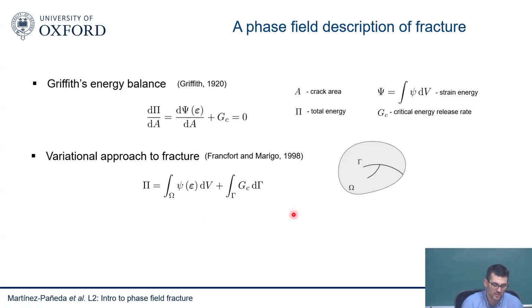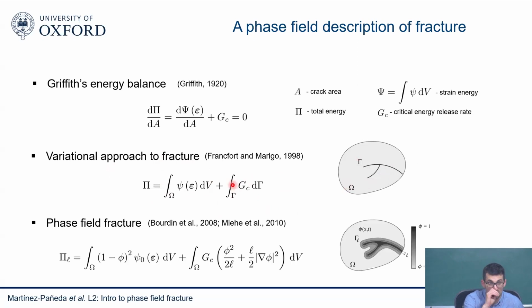But the challenge here is that in order to minimize this functional, you need to know where your crack is. And we don't really know where my crack is. This is my crack gamma. I don't really know where my crack is. So this is where the phase field comes to the rescue, because the phase field is going to act as a marker. It's going to be like a damage variable. So it's going to go from 0 in intact material points to 1 in fully cracked material points.